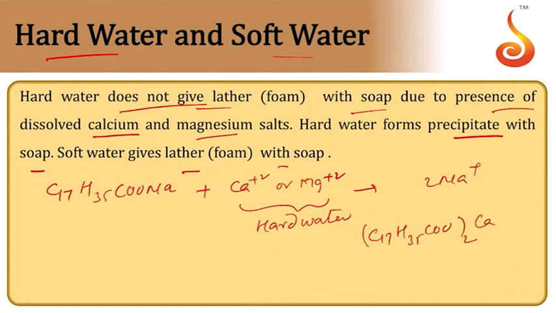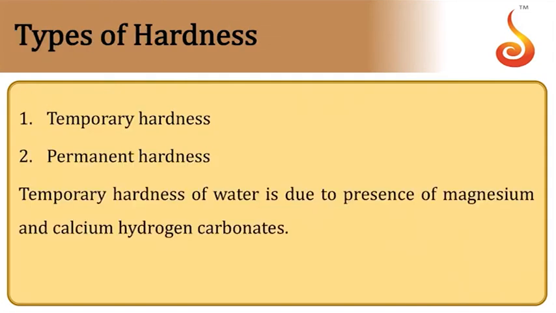It will be calcium here, or it can even be magnesium also. So magnesium or calcium stearate is being formed. This is a precipitation. So if hard water, that is water containing calcium and magnesium ions, is there, and soap is being used, you are going to get a precipitate of calcium or magnesium stearate. Therefore soap will not produce any lather if the water contains calcium or magnesium ions.